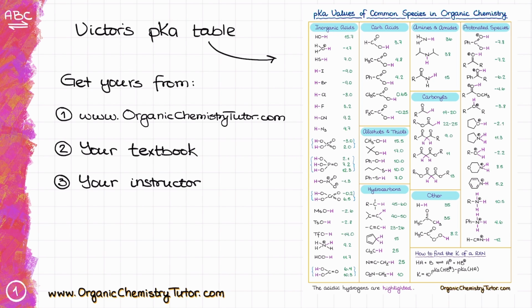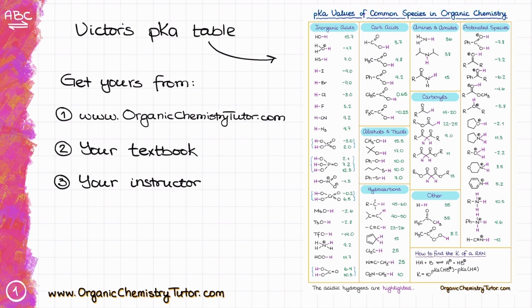First of all, there are many different types of pKa tables, and you are probably going to see one in your course materials, your instructor might give you one, or you are definitely going to find one in your textbook. I'm purposefully not showing a pKa table here simply because I don't want a copyright strike from one of the publishers out there. That's why I'm showing my own pKa table over here, which you can get from my website. Also, as I said, you can get your pKa table from your textbook or your instructor.